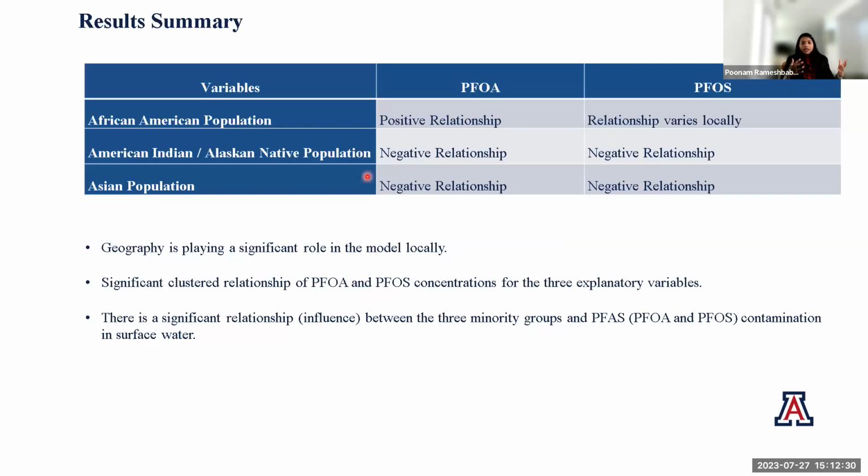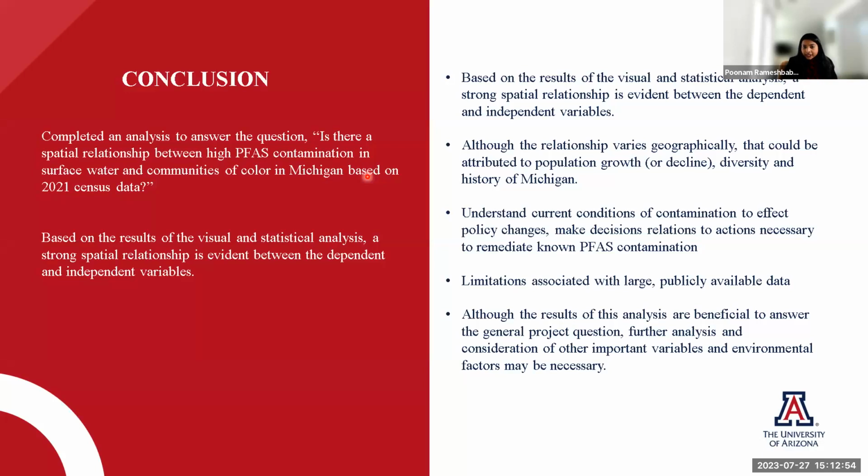So in summary, we know that geography is playing a role in influencing PFAS contamination identified in surface water. As seen on the maps, visual and spatial analysis has identified significant spatially clustered relationships between the variables, which are PFAS contamination and the three minority groups. So in conclusion, based on visual and regression analysis, I believe we can conclude that there is a relationship between the minority groups I've selected for the project and PFAS contamination found in surface water in Michigan.